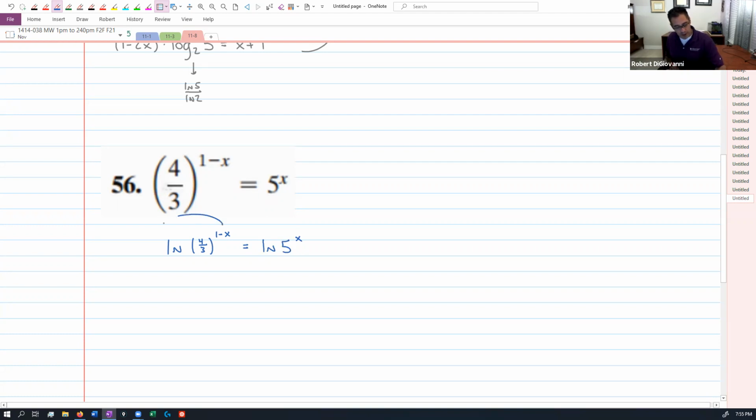Now I will drop this power out. I will drop this power out. So 1 minus x is 2 terms, so I need it in parentheses. Natural log of 4/3 equals x times natural log 5. Now, I'm going to go ahead and turn those into decimals, and I forgot my calculator. I'll be right back.